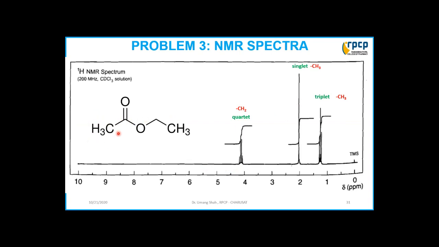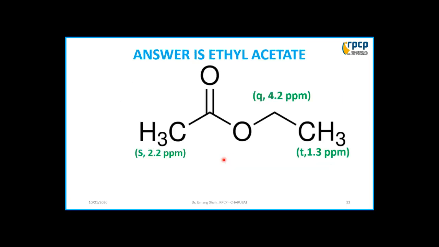This CH3 group, which appears as a singlet, is the methyl group attached to the carbonyl carbon. This is a CH3 group which appears as a triplet, because its neighbor has two protons. And this CH2 group appears around 4.2 because of the oxygen, and it appears as a quartet because the neighbor has three protons, and by n plus 1 that gives a quartet. By this way we can solve the structure.